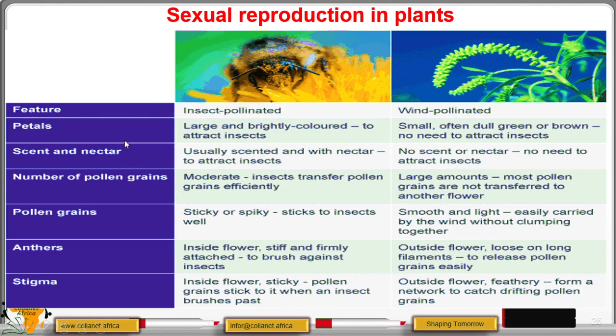So let us use this table to compare the adaptations of an insect-pollinated flower and a wind-pollinated flower. For example, the petals: they are large and brightly colored to attract insects. But in the case of wind-pollinated flowers, they are usually small and dull, because wind blows the pollen grains, so there is no need to attract insects.